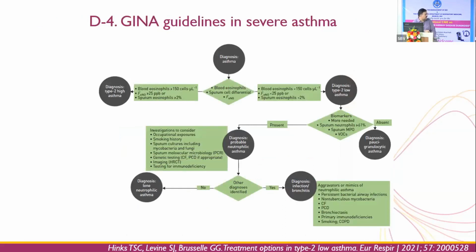So clearly, yes, when you diagnose asthma and your patient has severe asthma, you not only look at peripheral eosinophilia and sputum eosinophilia, but you also look at FeNO. And if the FeNO is more than 25, then you label the patient as T2 high asthma. And if it is less than 25, then you can label them as T2 low asthma. So the guidelines have agreed to that.